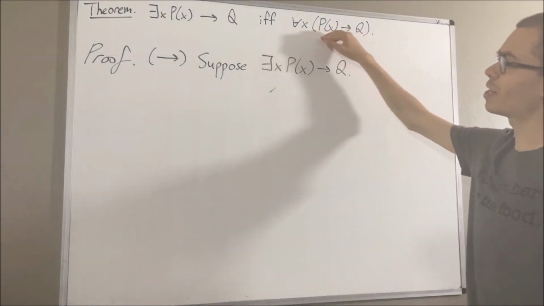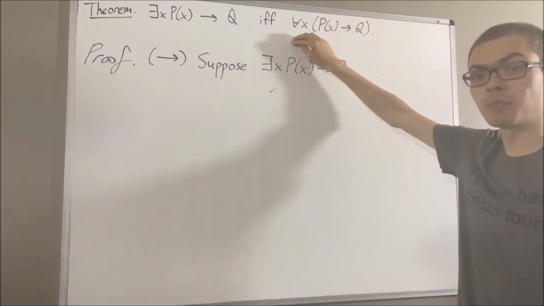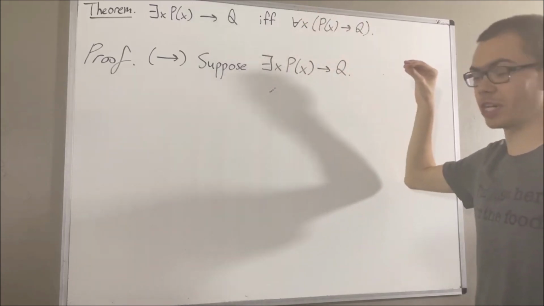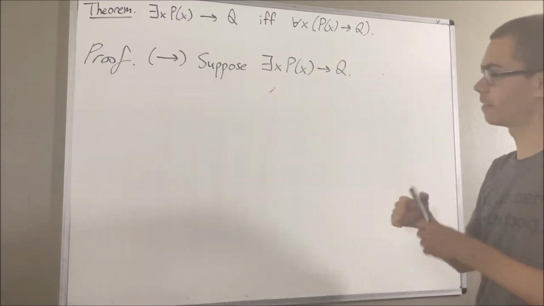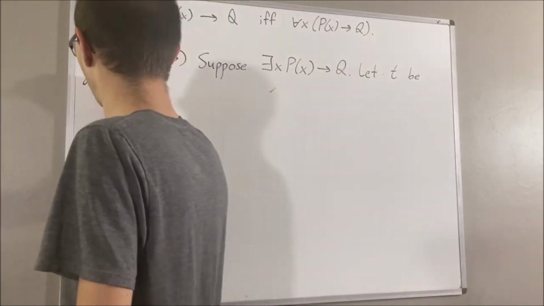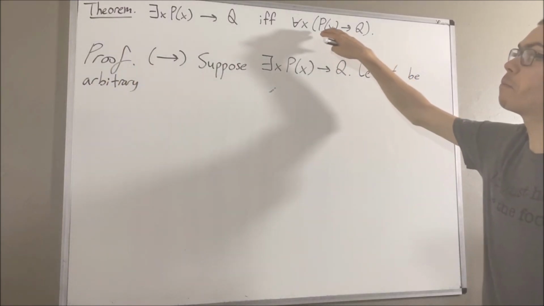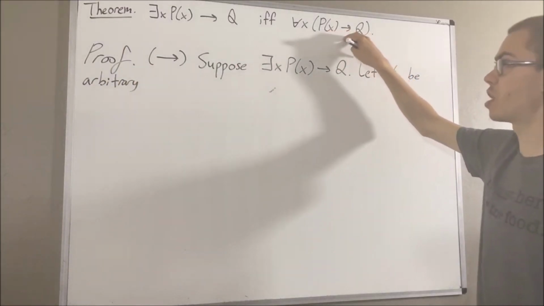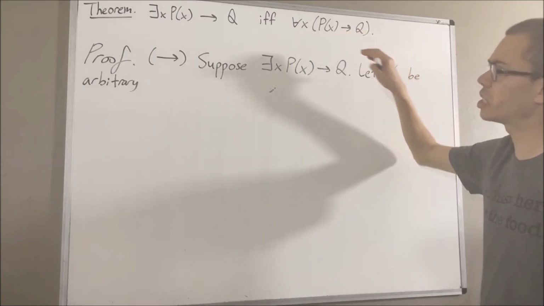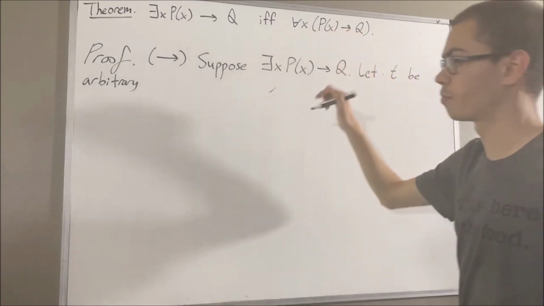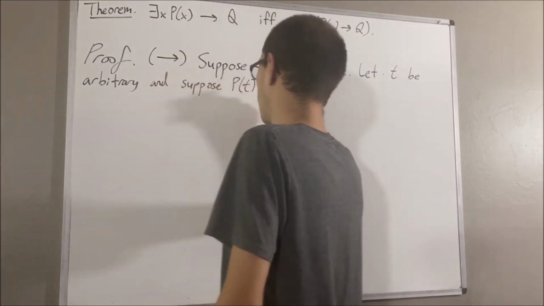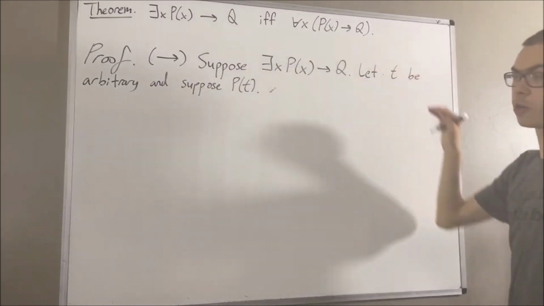Now, since we're trying to prove a statement about every object, let's give ourselves an arbitrary object. I'll call it t. And with t, we want to show if p of t is true, then q is true. So let's suppose that p of t is true. And from here, we want to show that q is true.